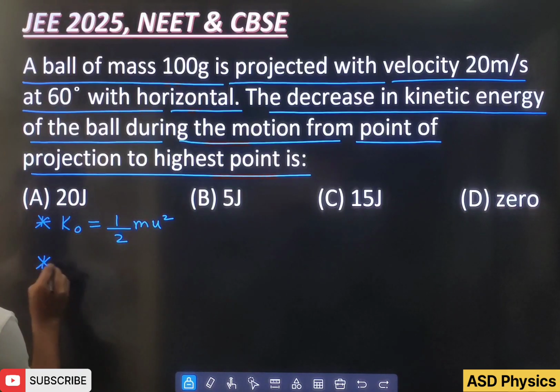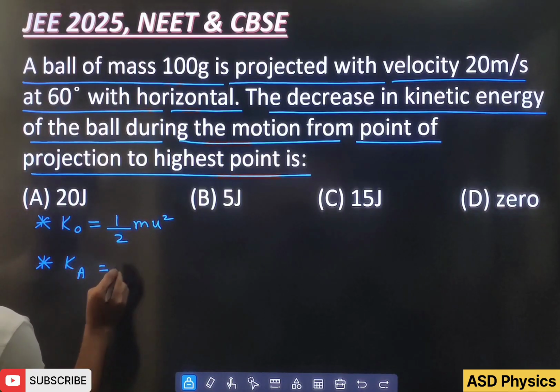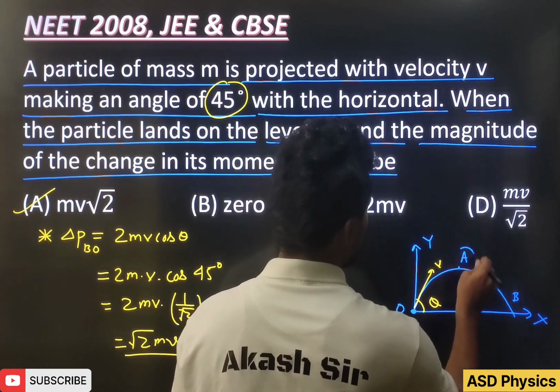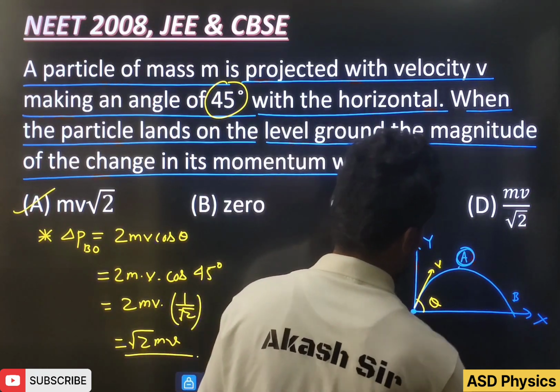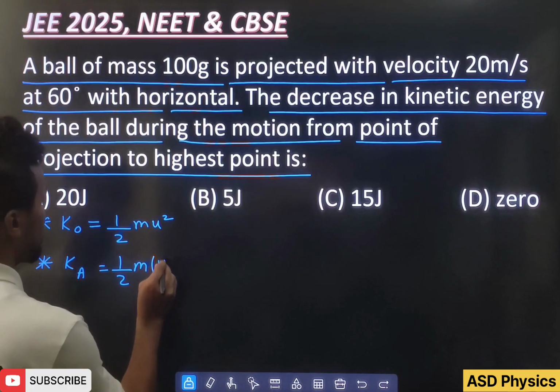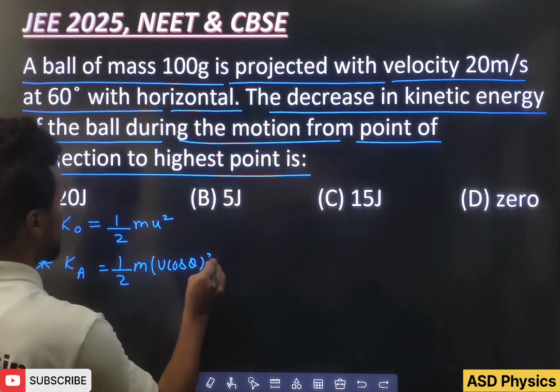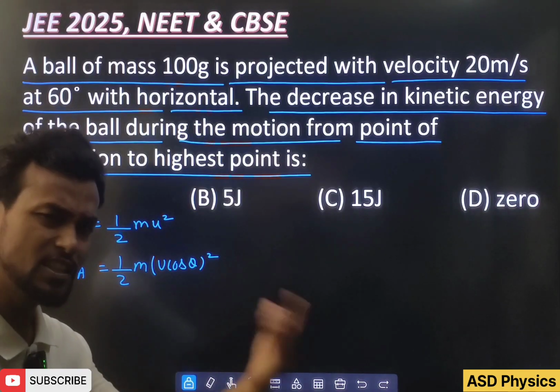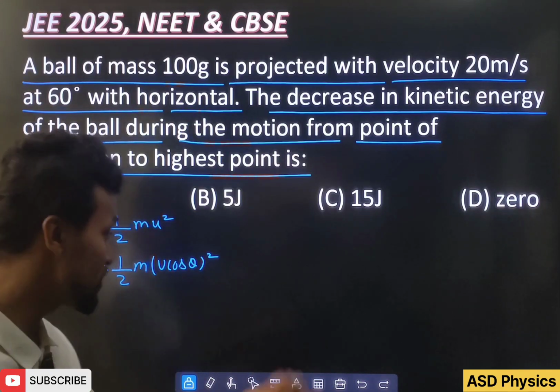At the highest point, I have taken point A. You can see here, this is point A, and this is point 2. So at point A, what will it become? Half m, and you know very well, even in the first question I told you, at the highest point the velocity is u cos theta in the horizontal direction. Speed is also u cos theta, because the vertical component is 0.